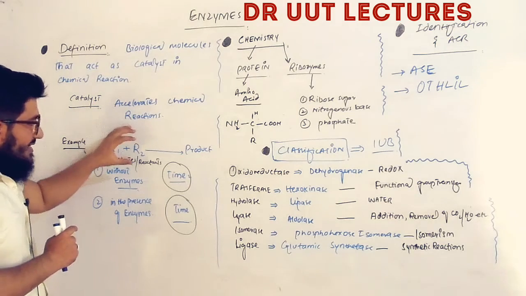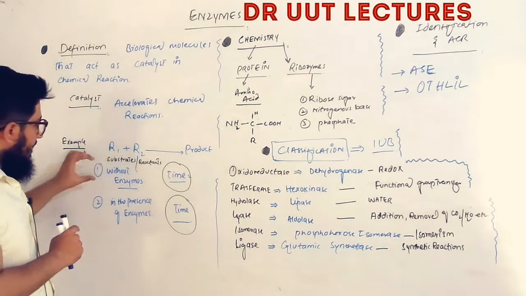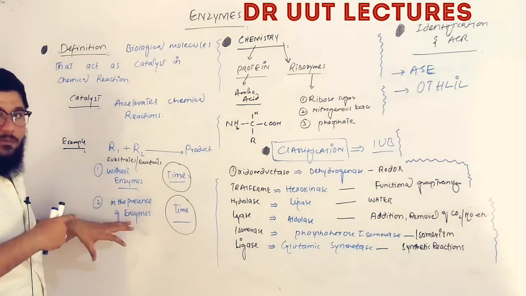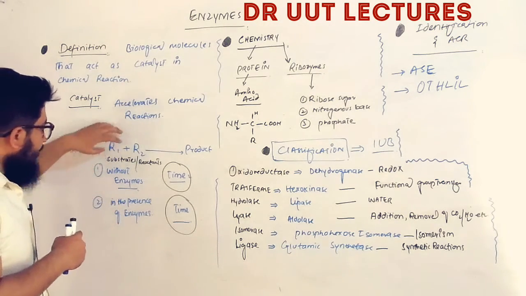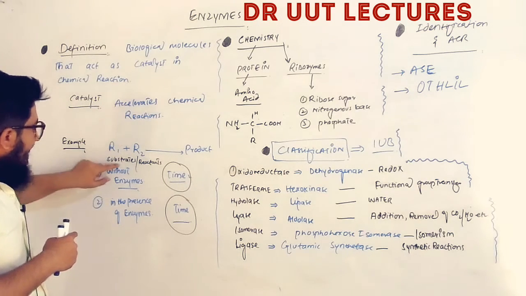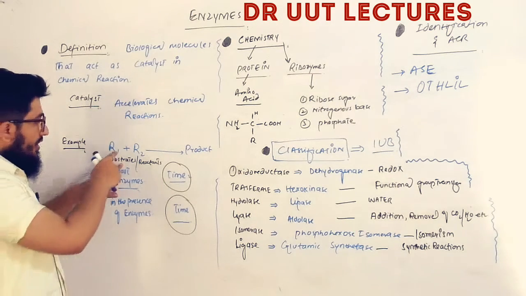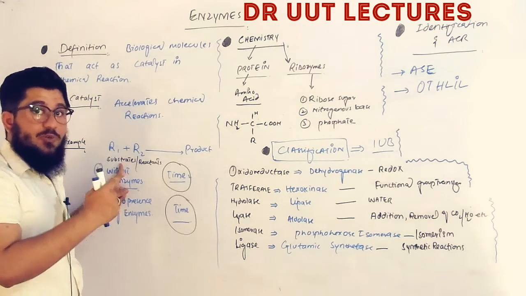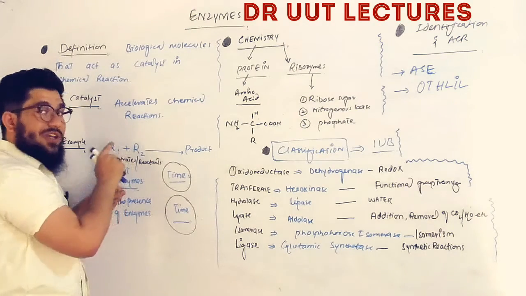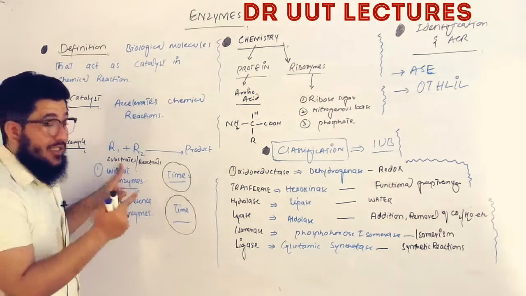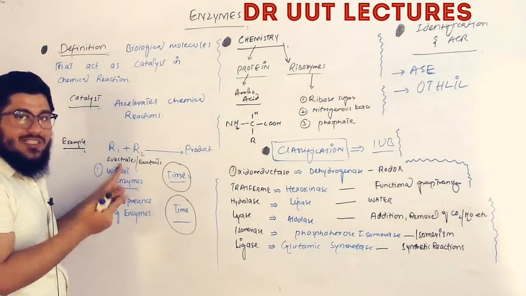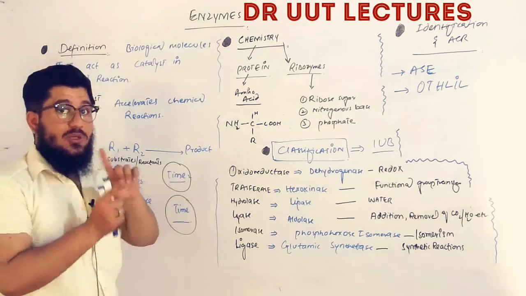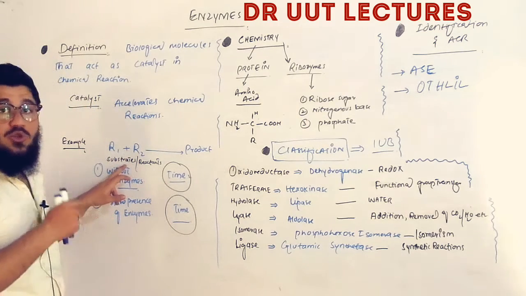Now we will study this reaction in two ways. The very first way is without enzyme. The second way is in the presence of enzyme. When you react these two reactants, here I have mentioned substrate. In biological terminology, when we are talking about enzymes, these two reactants are named by another term, that is substrate. You can call it substrate or reactants, but I suggest that when you're talking about the enzyme, you call these reactants substrates.